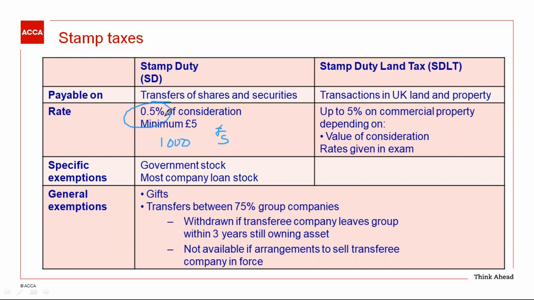But it means for every 1,000 value of a share, you have to pay at least £5 as taxes. So if it is 2,000 pounds, then you have to pay £10 as stamp duty. So that's how it works. Not a complicated computation. So please go through that part as well.